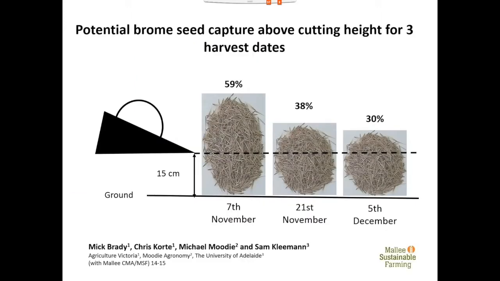I'll just throw in some of the results that inform what figures we put in. This is some excellent work by Michael Moody and Mallee Sustainable Farming with others, just looking at the importance of early harvesting on brome control. Now, this is a much more dramatic fall away in the potential to capture brome seed in the harvest process than what you might see for some other weeds because of its early shedding nature. But there is the potential to capture 60%.